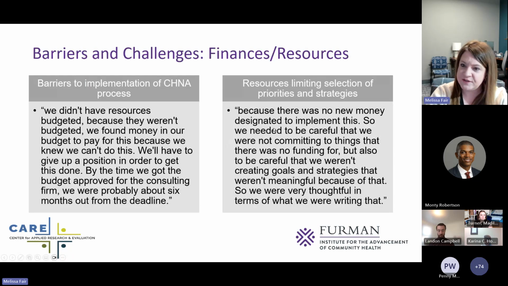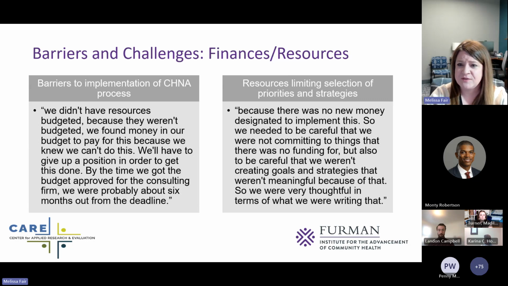First, we're going to talk about the barriers and challenges that the health systems noted in their work. One of them being, probably not surprisingly, finances and resources. And you can see here, there are representative quotes on this screen. And one of them was just not having enough resources in the budget, that they were reliant upon internal staff and internal capacity, that this wasn't a budgeted line item. And so, for example, here you can see one system noted that they had to give up a position in order to get this done if they wanted to bring an outside consulting firm to support the work. And it took about 6 months to make that happen. And so they were behind the 8 ball from the start, which put them in a bind.